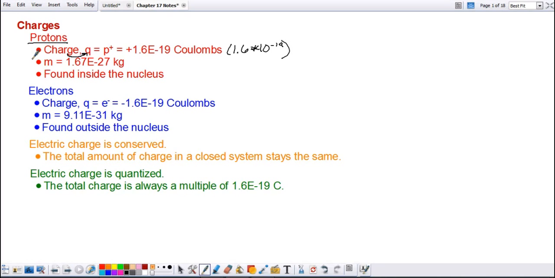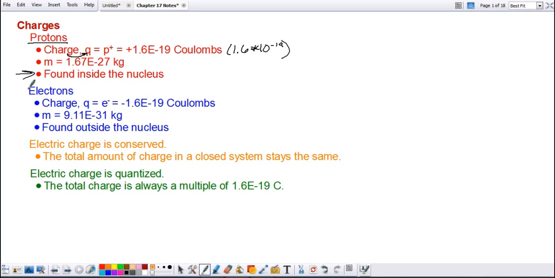Now, from chemistry, you probably recall that amount of charge for a proton. You might also recall the mass. The mass is 1.67 times 10 to the negative 27th kilograms. And you most definitely are going to recall that a proton is found inside the nucleus. Okay, we all know that. So that's the first type of charge.